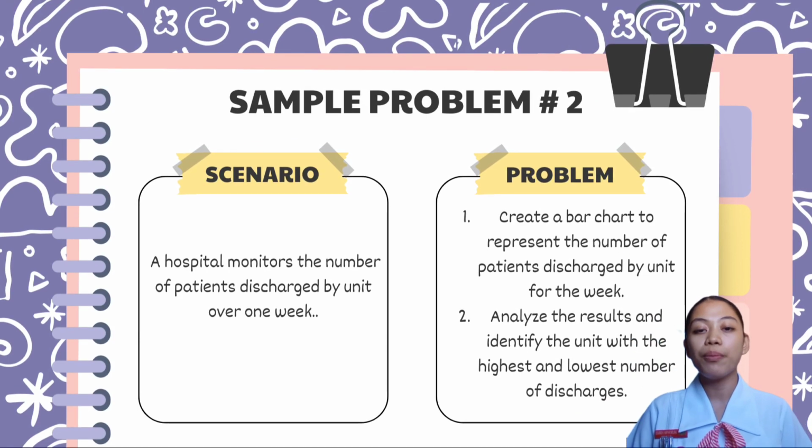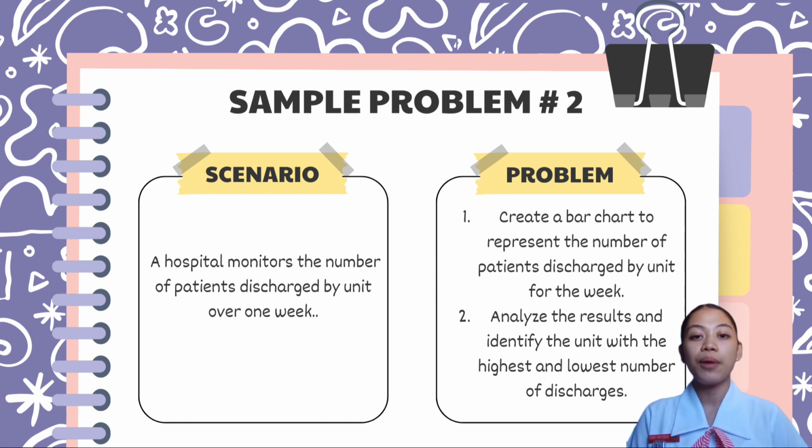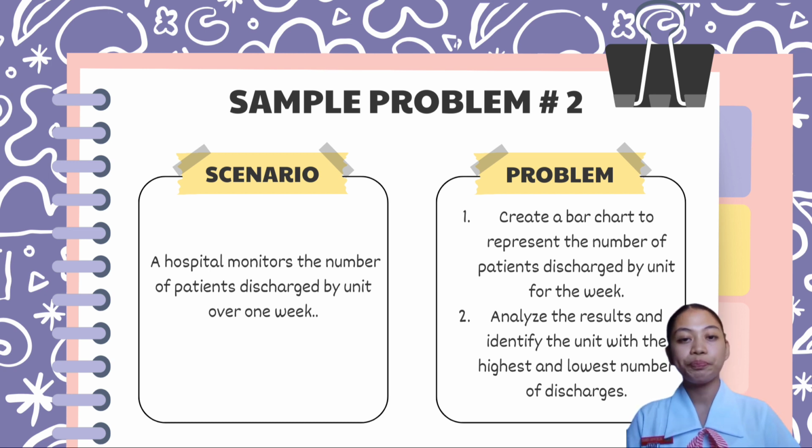This is example problem number 2, and the scenario here is a hospital monitors the number of patients discharged by unit over 1 week. So here's the problem. First, create a bar chart to represent the number of patients discharged by unit for the week. Second, analyze the results and identify the unit with the highest to lowest number of discharges.